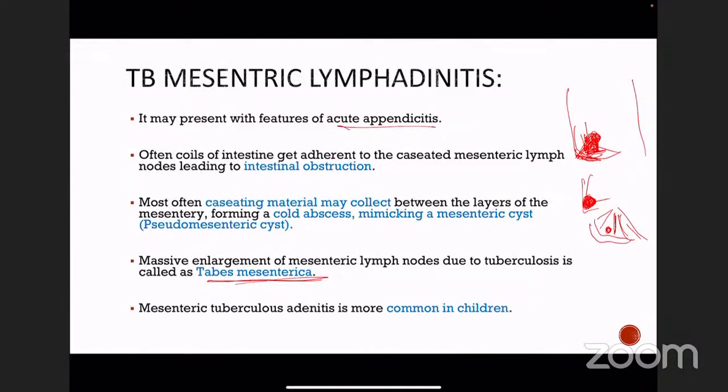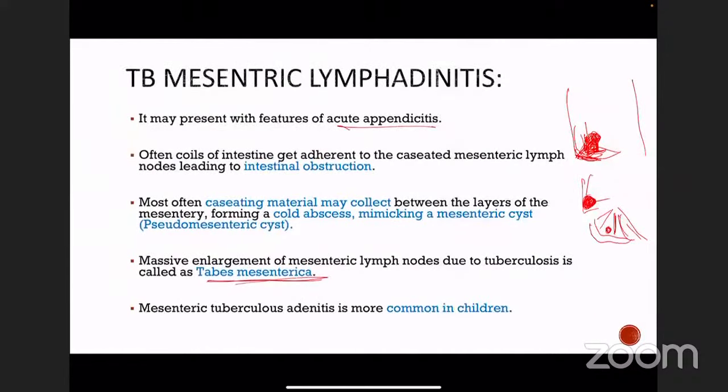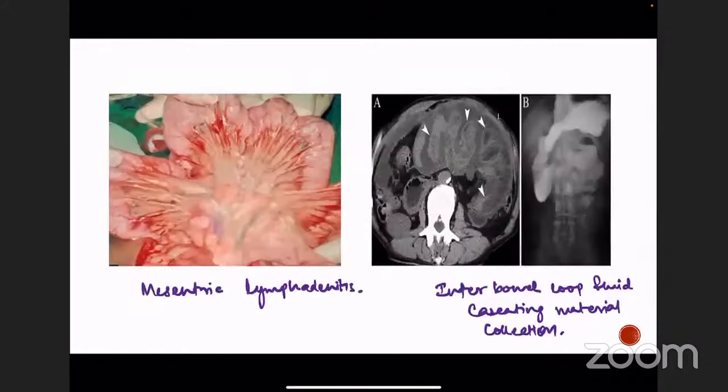Mesenteric tuberculous adenitis is more common in children. Children coming with pain in RIF, we have to suspect appendicitis with that. We have to suspect mesenteric tuberculosis if the child has complaints of night-rise fever, weight loss, loss of appetite and failure to thrive. In children, what is failure to thrive? That is not gaining weight, not gaining all the milestones. Right. So this was a picture. This is the picture of mesenteric lymphadenitis. This is mesentery.